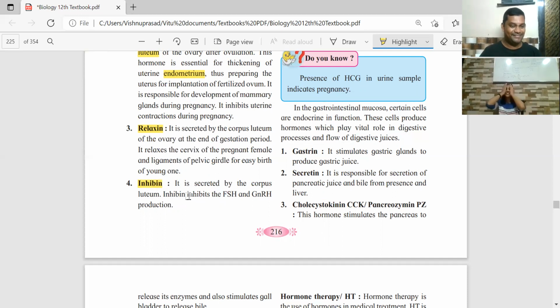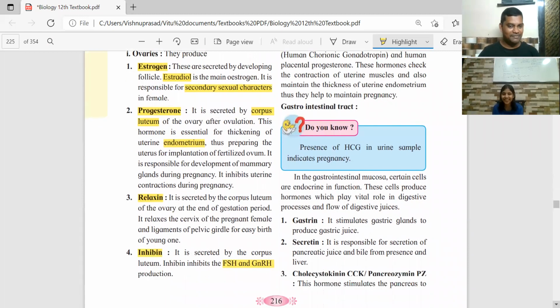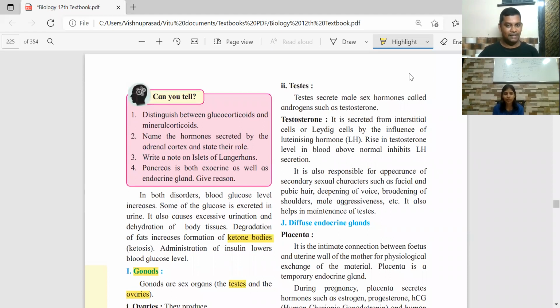When the corpus luteum completely degenerates, that becomes a message for the pituitary that a new follicle has to form. Imagine the coordination. So it inhibits FSH and GnRH production, the gonadotropin reproductive hormones. Relax, your tongue will get twisted. So the ovaries produce four types of hormones: estrogen, progesterone, relaxin, and inhibin. These are from the ovaries.